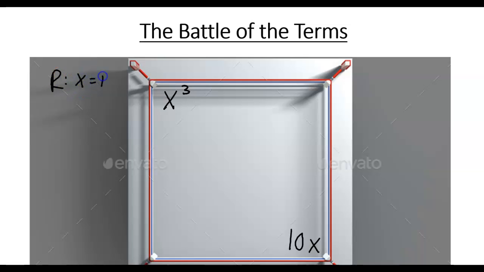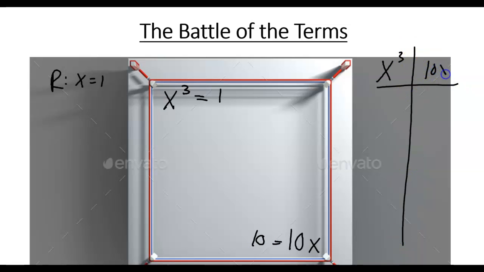In round one, we're going to let x equal 1. So if I let x equal 1, what's x cubed going to be? 1. If I let x equal 1 here, 10. All right, so far, this guy's winning. So we got x cubed, and we have 10x. So round 1 goes to 10x. Let's take a look at round 2. What's this one going to be? And this guy? All right, that's another victory for 10x there.